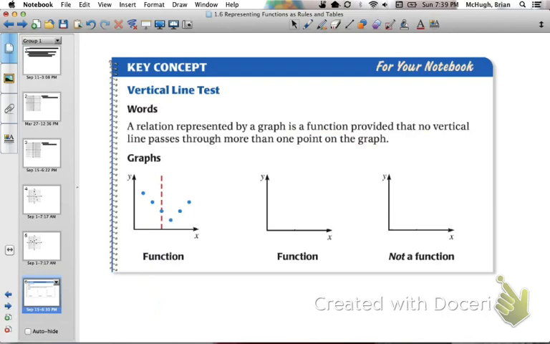Here's a second example of a graph where the blue points are scattered so that, again, no vertical line passes through any of those points more than once. But this third example, this third graph, clearly has 3 different blue points actually all lined up vertically where a vertical line passes through, in this case, 3 points, and therefore that is a relation that is not a function because it fails the vertical line test.